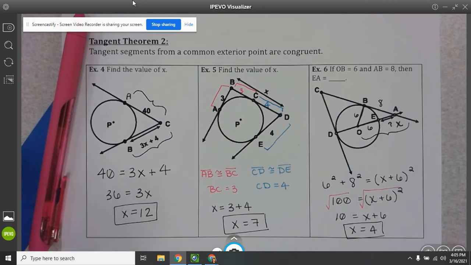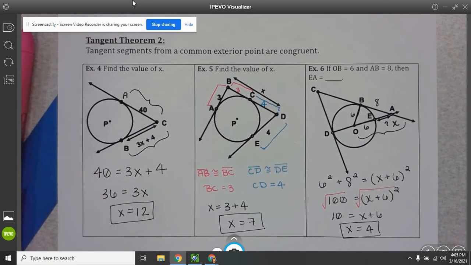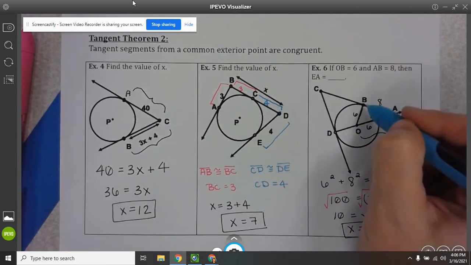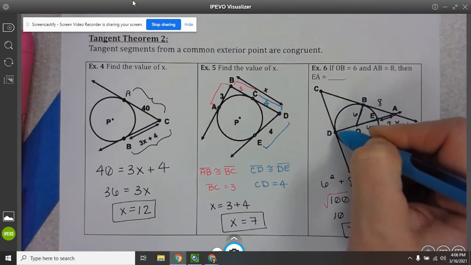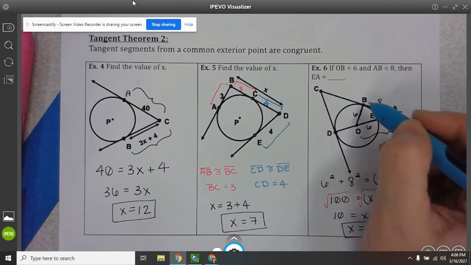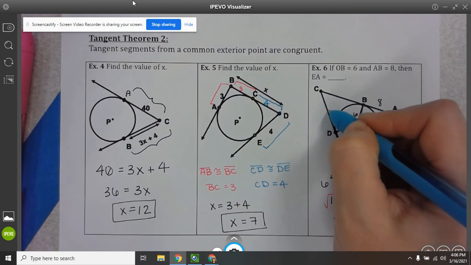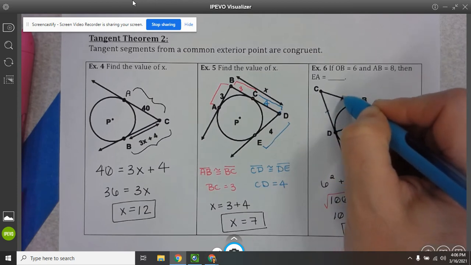Now just to drive this point home a little bit with this exterior point being congruent, here since B and D are on the exterior of the circle and they meet at this common point here, I know that these 2 things are congruent.